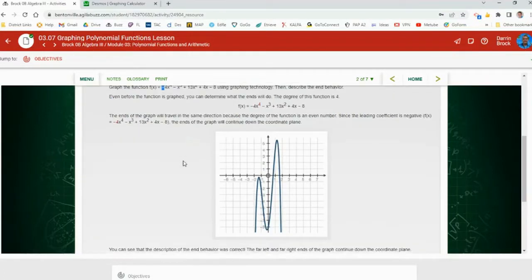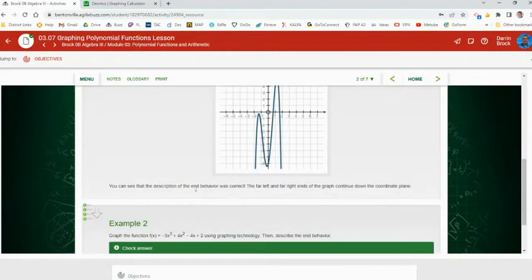All right, so when you graph it on Desmos or wherever, here it is. And look, both ends are pointing down. Now, it did some funny stuff in the middle. It went up and down and up and down. But the end behavior, we knew already what it was going to do because it's an even exponent and a negative coefficient.